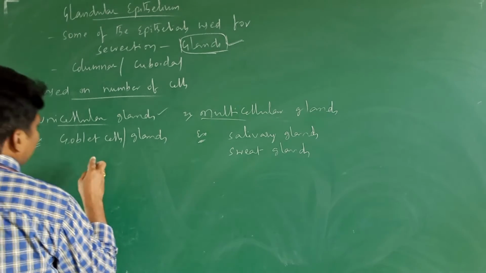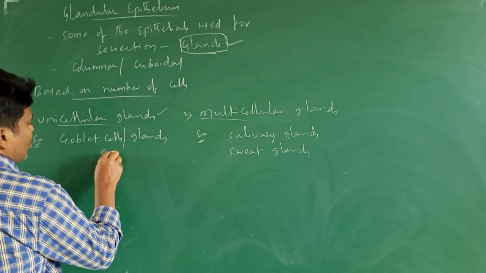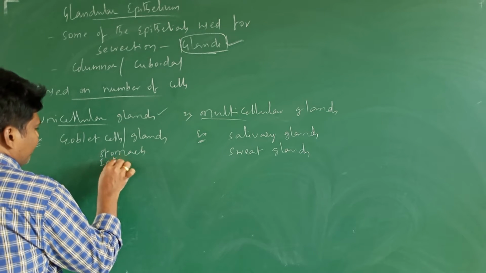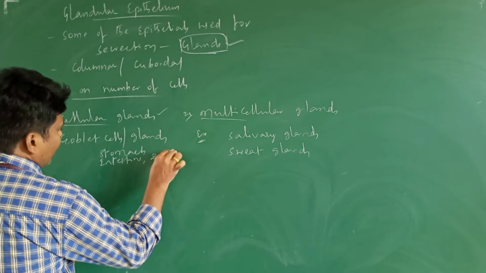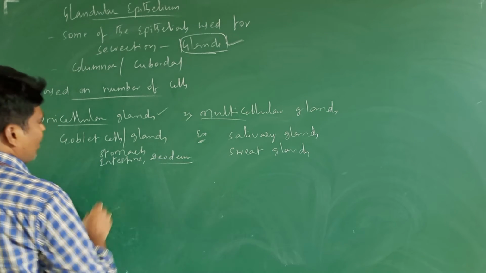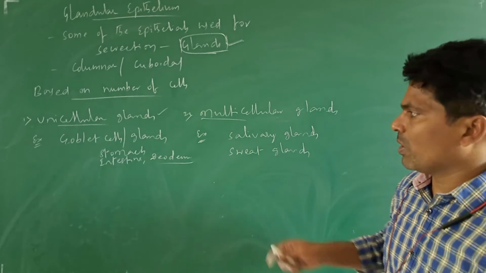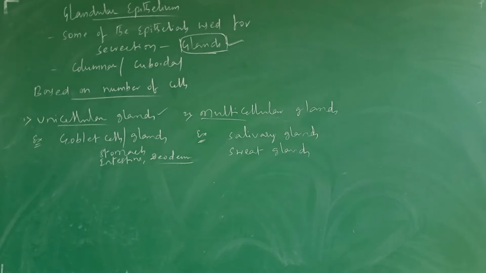So where are these goblet cells present? They are present in many parts: stomach, intestine, duodenum, like that. These are going to produce the mucus, which is helpful for so many other functions that you just go through. Okay, next, based on number of cells it is completed.